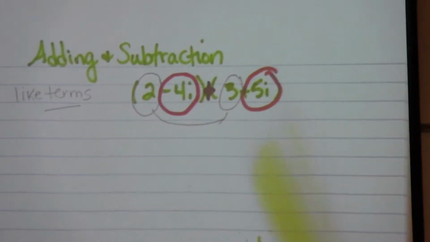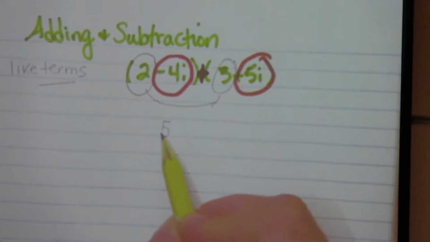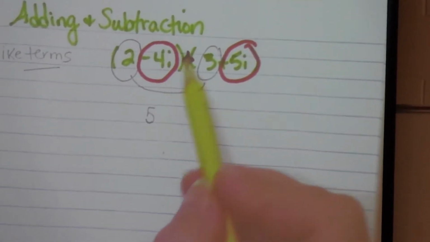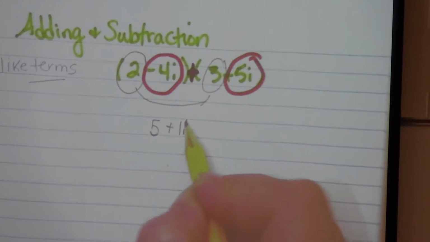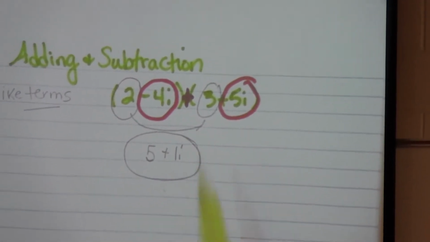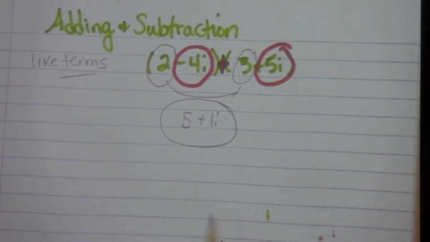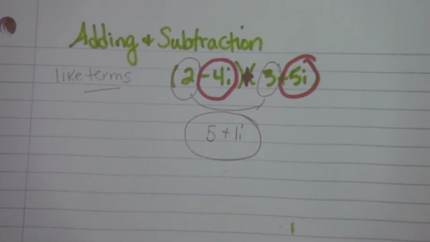Remember, we don't do anything with our exponents when we add. We treat it just like an x. So we'd have 2 plus 3, which is just 5, and negative 4i and positive 5i, which is going to give me just 1i, or i. And we're done. We don't have to do anything else at all. We just get to say, woo, look at us done.